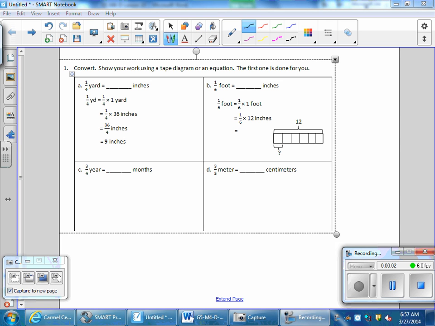Lesson 9, Module 4, homework. Question number 1. Convert, show your work using a tape diagram or an equation. The first one is done for you.